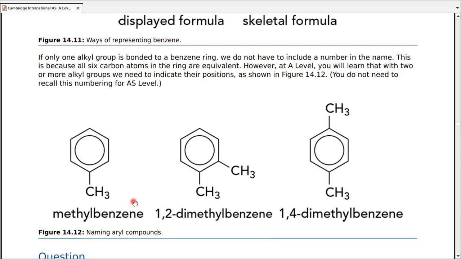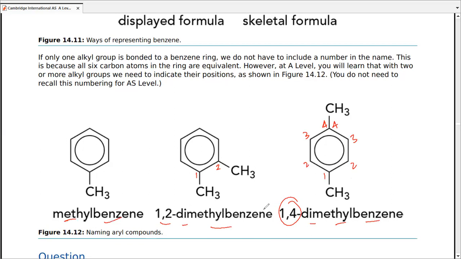However, if there are two alkyl groups on benzene, then we need to number it. Since there are six corners in total on a hexagon, any one of them which is more important is given number 1, and the numbering is started from a side wherever the second branch gets the lowest possible number. So number 1, if I start from this side, this gets 4. If I start from this side, this gets 4. So the numbering can go either way. Hence, 1,4-dimethylbenzene, 1,2-dimethylbenzene, or methylbenzene.